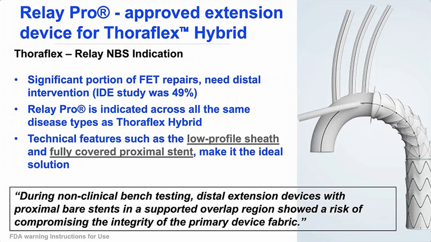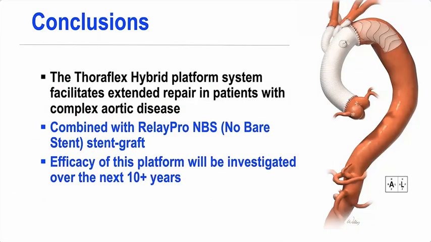Now, the open wires were evaluated by the company, and during non-clinical bench testing, the distal extension devices with proximal bare stents in a supported overlap region, as would be required in this situation, showed a risk of compromising the integrity of the primary device fabric. Consequently, the elimination of the open wires.